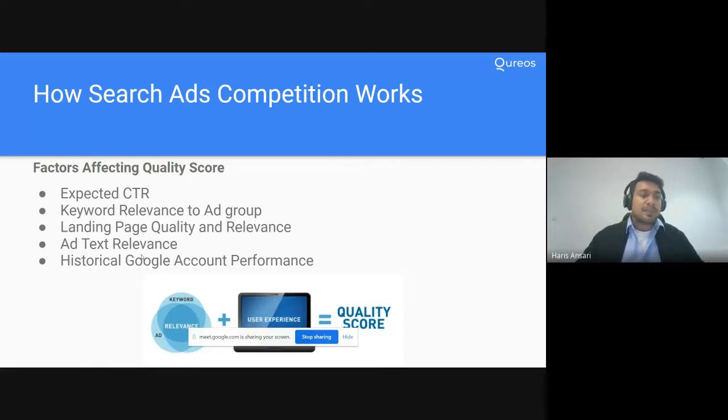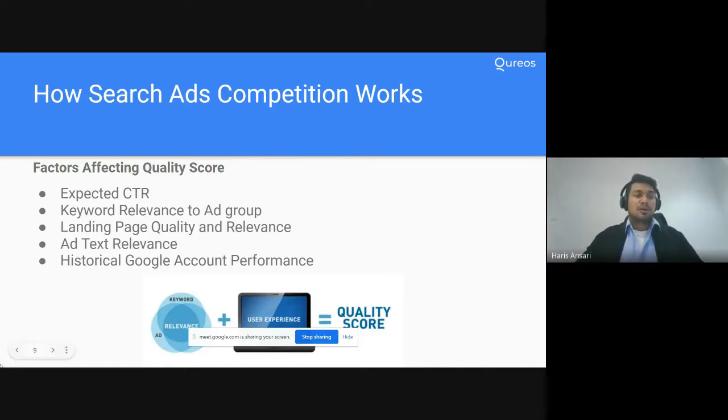to my query. Last thing, the historical Google account performance helps in getting a higher quality score as well, because Google prefers reliable brands over newbies. So if your brand has been running ads for very long and you have been operating a Google account for very long, your chances of getting a high quality score are much higher than any other company which recently started campaigns or recently started marketing on Google.